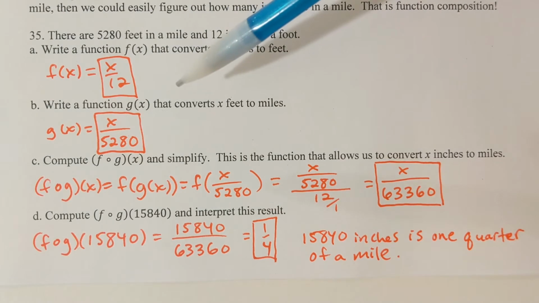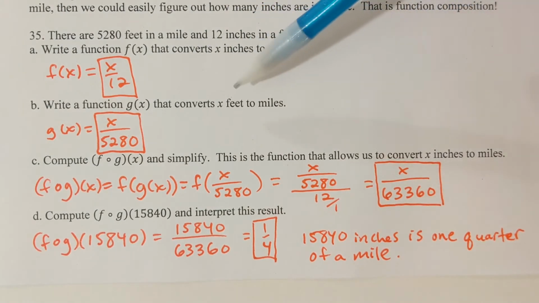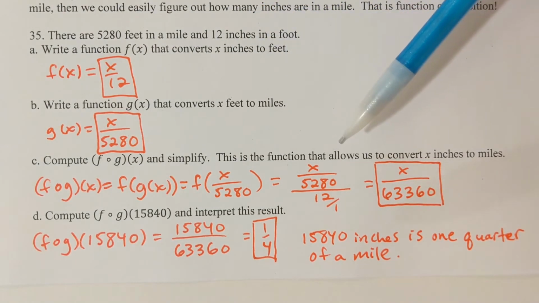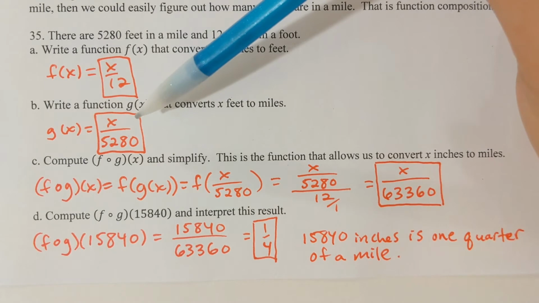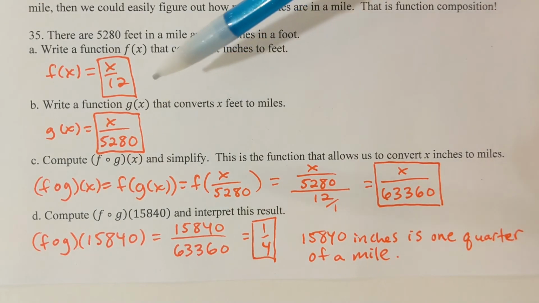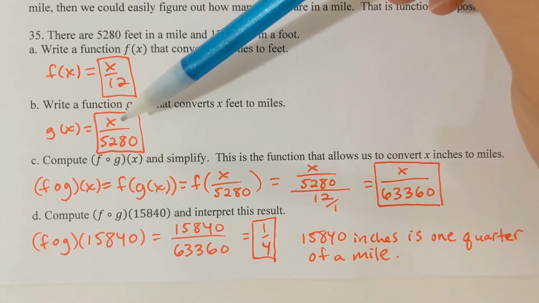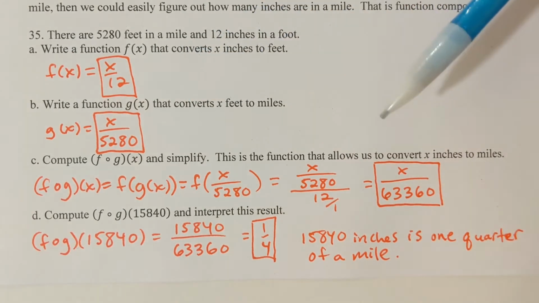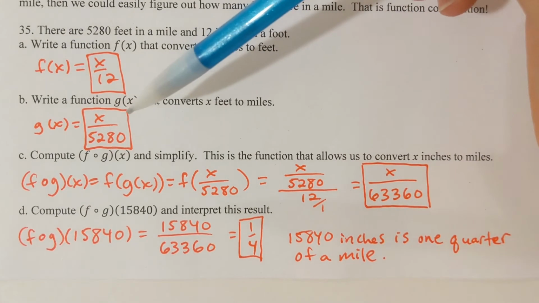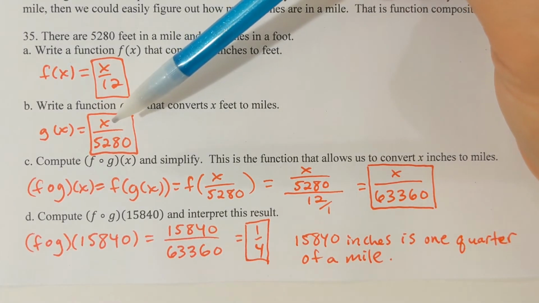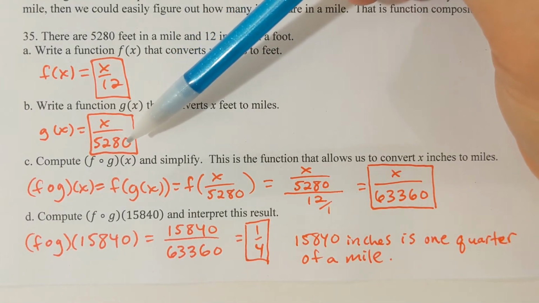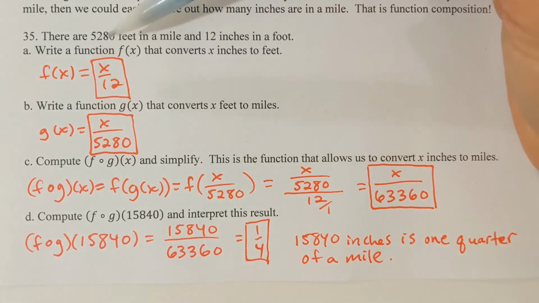Part B. Write a function g of x that converts x feet to miles. Well, they told us that there's 5,280 feet in 1 mile. So the formula that we would be working with here that converts feet to miles would be x over 5,280. In other words, if x is 5,280, 5,280 over 5,280 would be 1. So there's 5,280 feet in 1 mile.